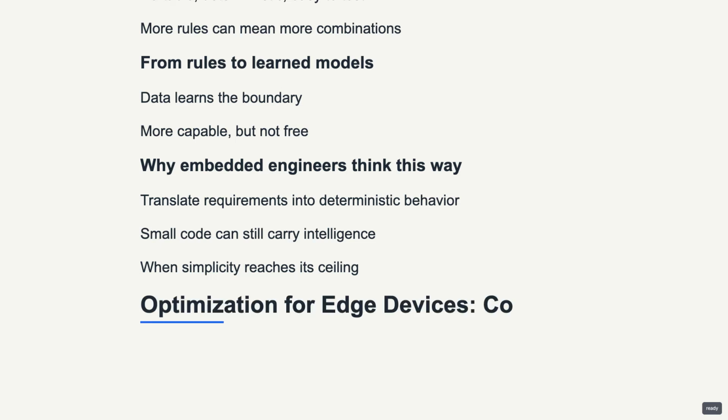Edge optimization starts with a hard constraint. The device decides what is even possible. The point of this part is to connect model design to memory, latency, and energy, because a good offline model can still fail on real hardware.